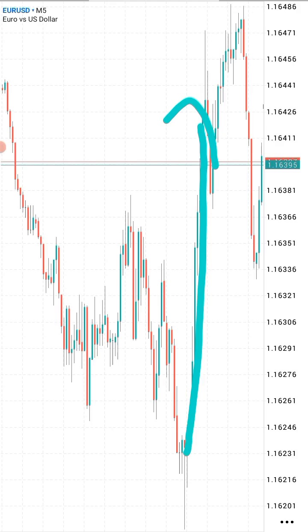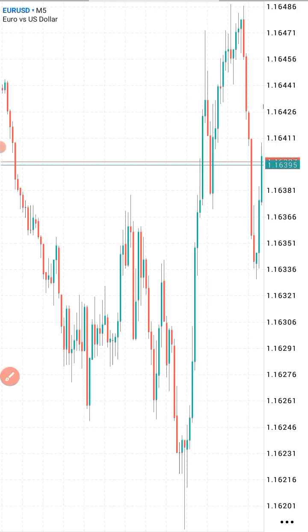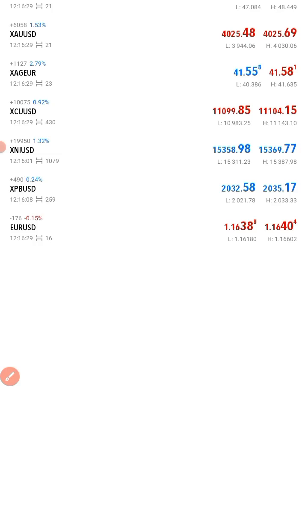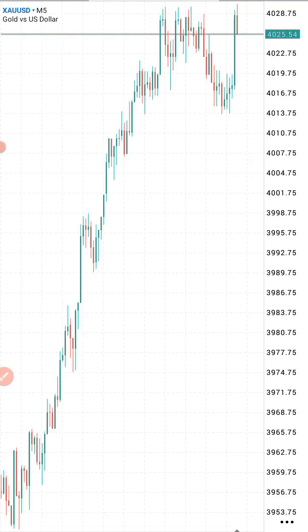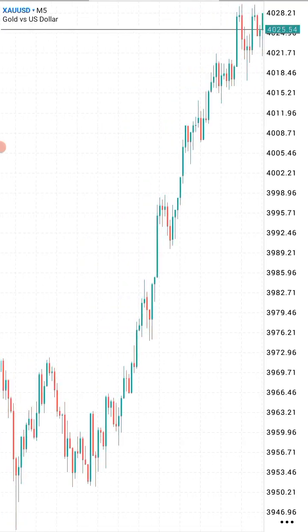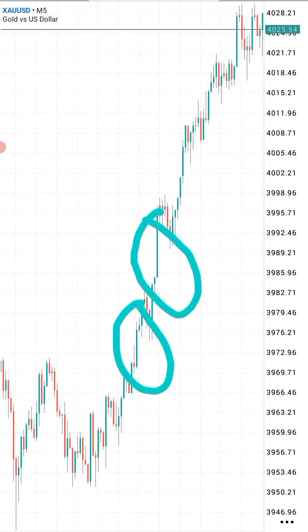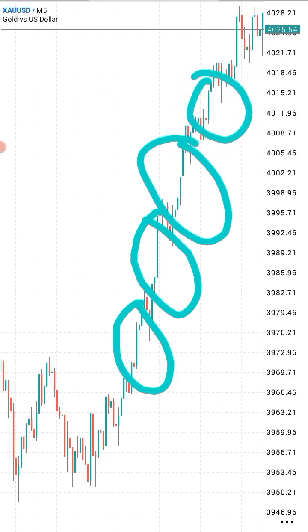Now, start training your eyes to see momentum. Look at it. Now, it might not come as big as this. Look at gold. Look at this. This is momentum. Start training your eyes to see momentum, as little as it is. Train your eyes to see momentum, not just patterns.